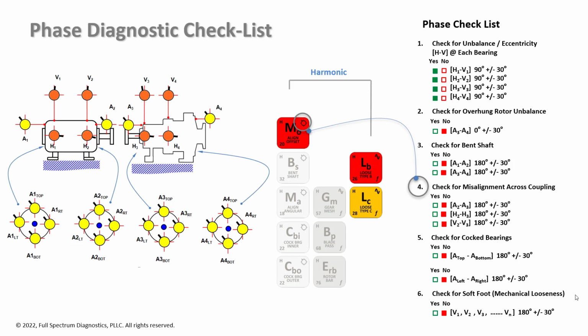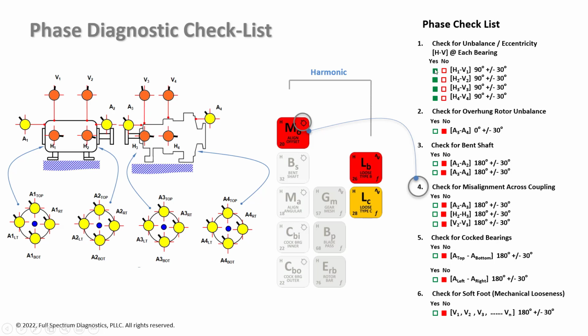Here's the phase diagnostic checklist. Our red little bubbles on here are my radial type faults and phase relationships. The yellow ones are my axial faults and their phase relationships. So here I have unbalance, eccentricity, and such in the motor and the pump. I have bent shaft, cocked bearings, misaligned coupling, and so forth in the yellow blocks. So let's check them all just in case.